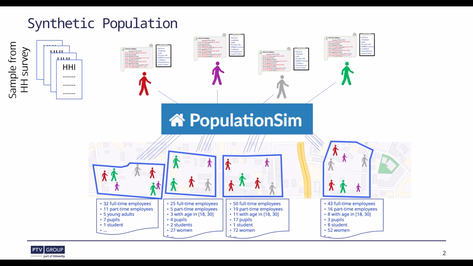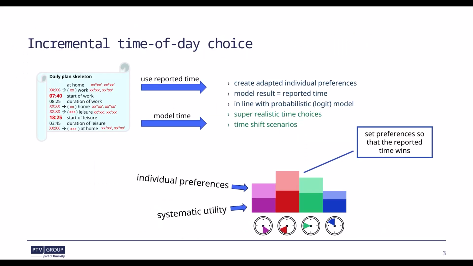When creating this synthetic population, the persons not only carry their attributes with them, but also their daily schedule, including the start times of the activities. This is really cool, because then you don't have to calibrate the start time model, which can be really time consuming, and you work with super realistic start times. On the basis of these reported start times, we prepare the choice model so that it reproduces this choice. We do this by setting individual preferences so that in the base case, the reported start time wins.